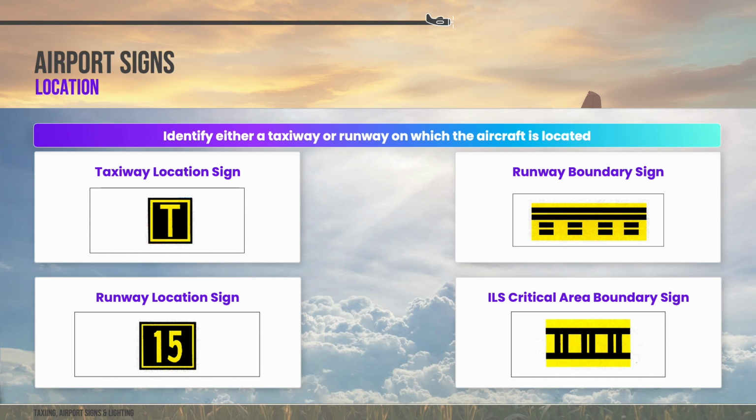Runway location sign, if you see that, it tells you you are on runway 15. And then the ILS critical area boundary sign, that ladder just means stop here, and that's where you're going to see that red ILS sign. So these are the markings painted on the ground on the right, and then on the left is going to be your signs on the side.